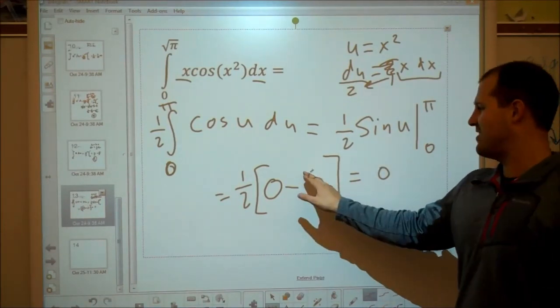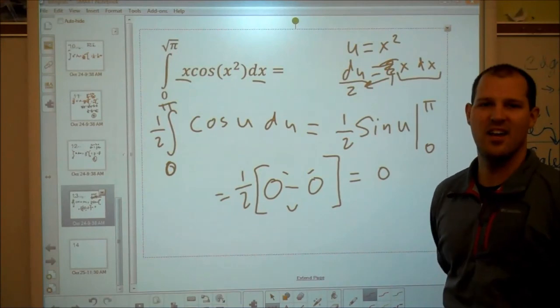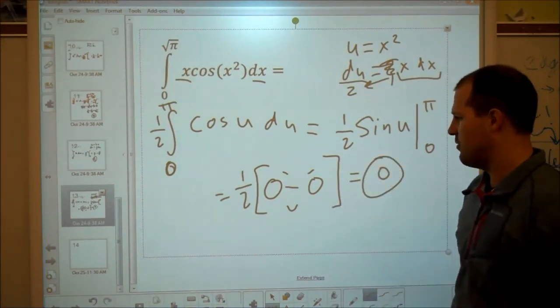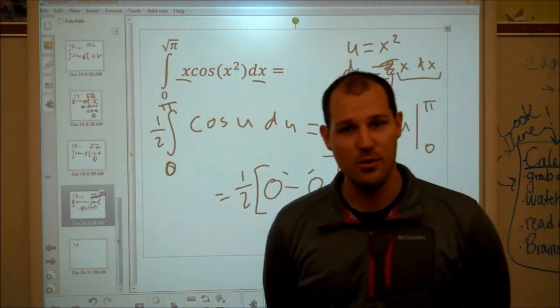I always like to make a little face out of these two just for funsies. Okay, now we got a little guy there. Still, it equals 0. Okay, so that's 8 examples on U subs.